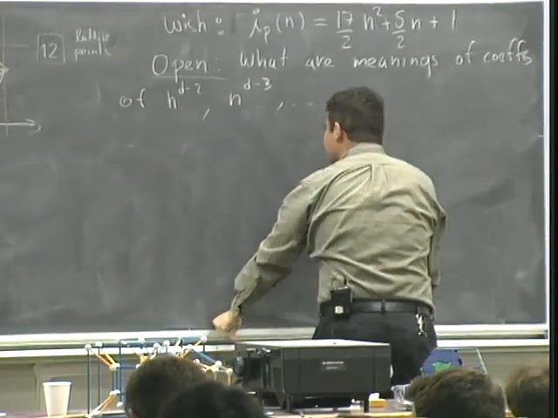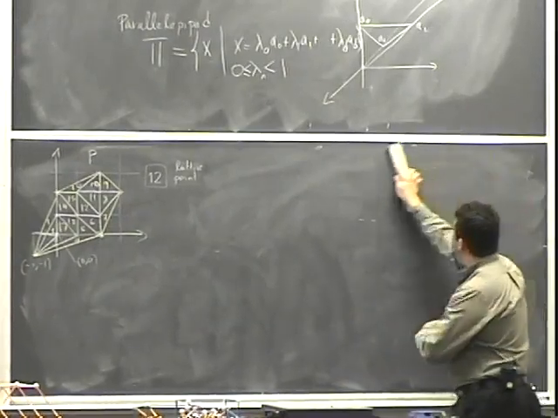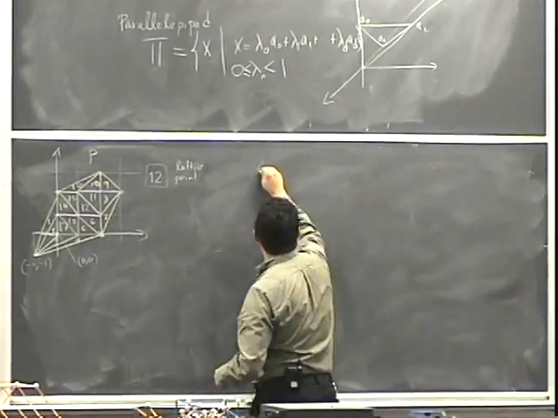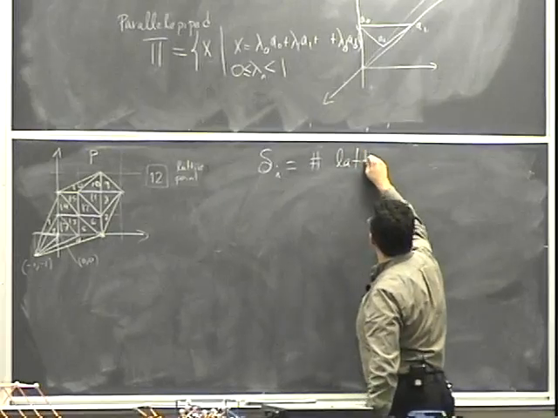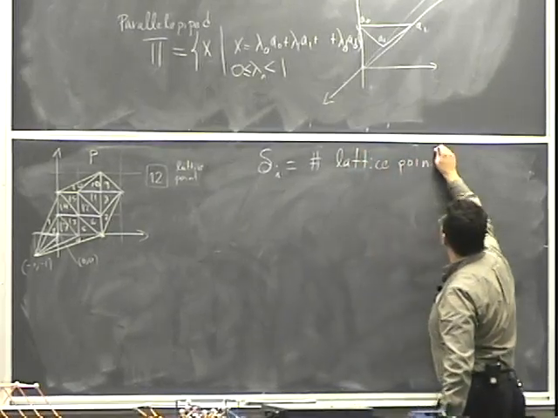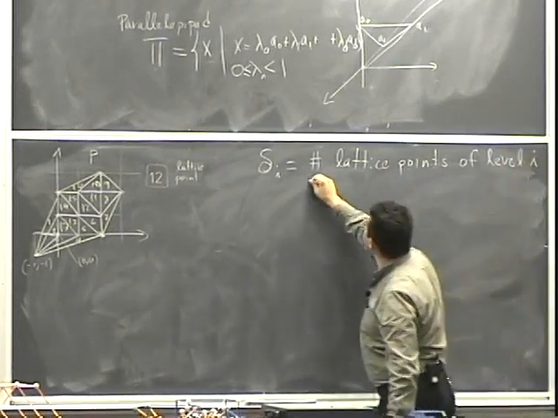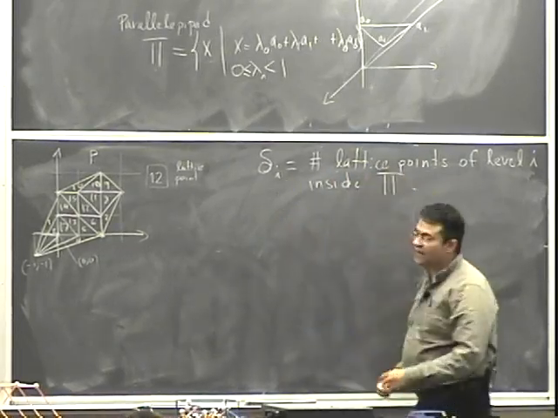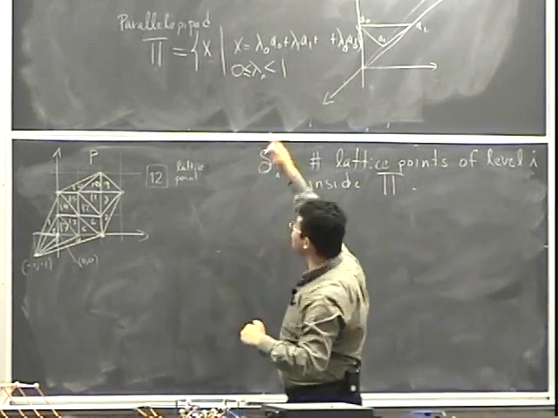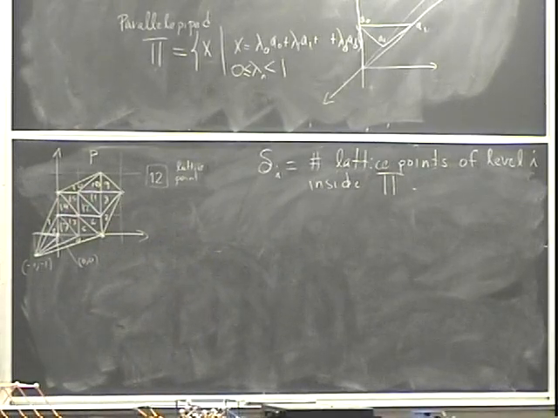So the way I do it, I denote by delta I the number of lattice points of level I inside the parallelepiped pi. Level I means level 1 is those that have last coordinate 1. Level 2 is those that have last coordinate 2, and so on and so forth. All right?